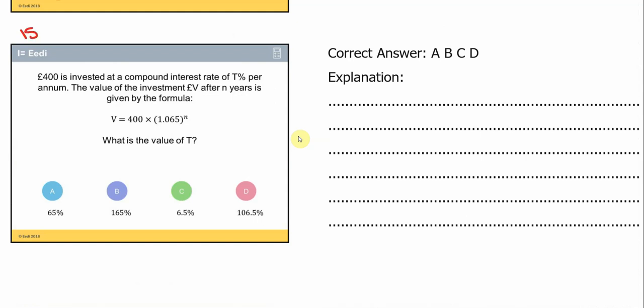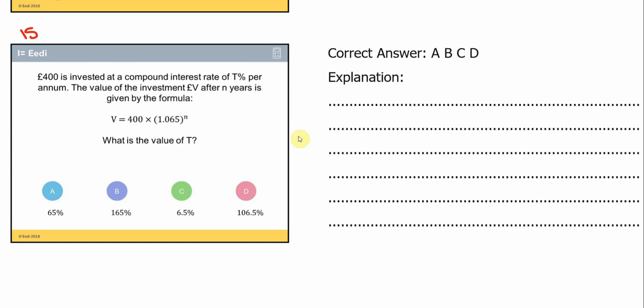Okay, so this is where it gets really hard, actually. There's a lot of algebra in here. This is where I think anyone might cap out, but if you can have any chance at this, it's a really good thing to have a go at. £400 is invested at a compound interest rate of T% per annum. The value of the investment, V pounds after n years, is given by this formula. What is the value of T?